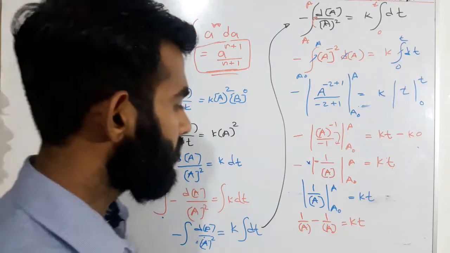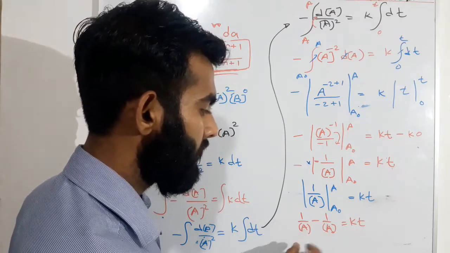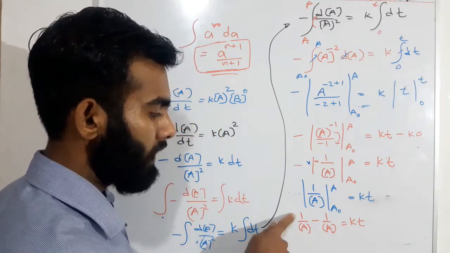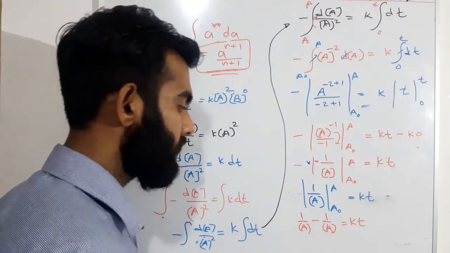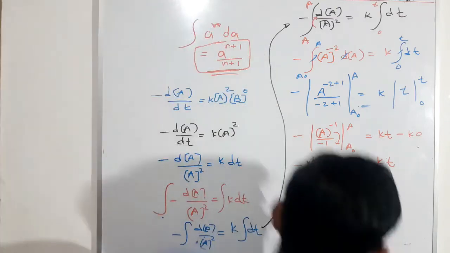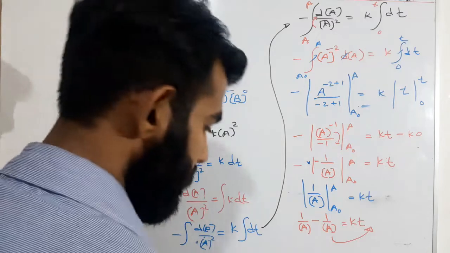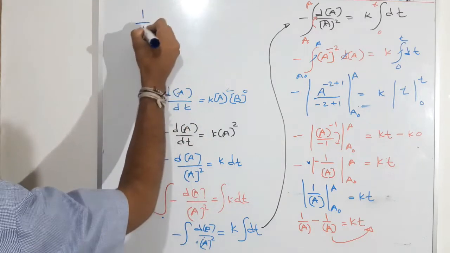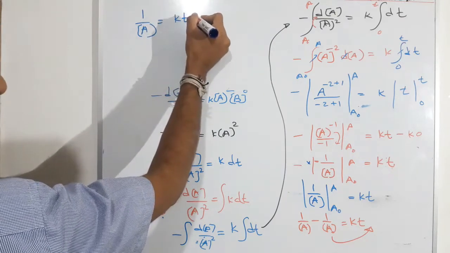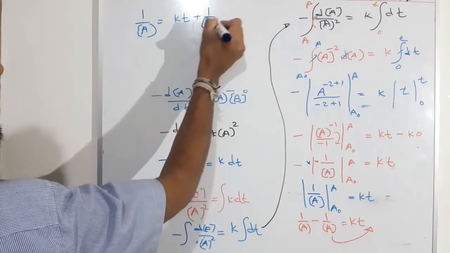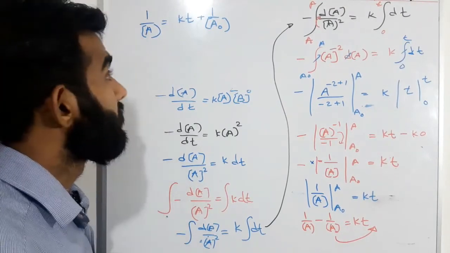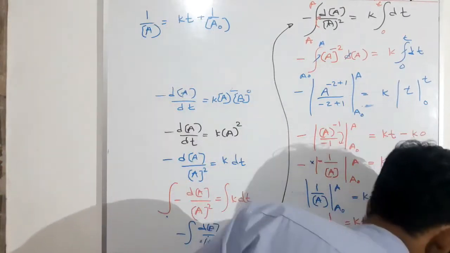Okay. Now we want a term with respect to 1 over a. We want the integral form of this equation for 1 over a final concentration. So I will rearrange this equation. I will move this 1 over a naught part to the right side. So I will get that equation like this: 1 over a is equal to kt plus 1 over a naught. We will get this equation as the integral form of a second order reaction. Okay.